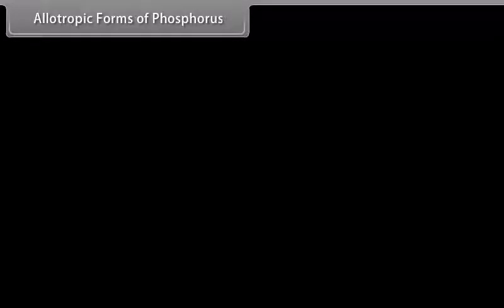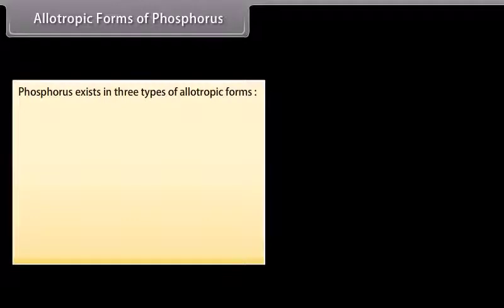Allotropic forms of phosphorus. Phosphorus exists in 3 types of allotropic forms: white phosphorus, red phosphorus, and black phosphorus.